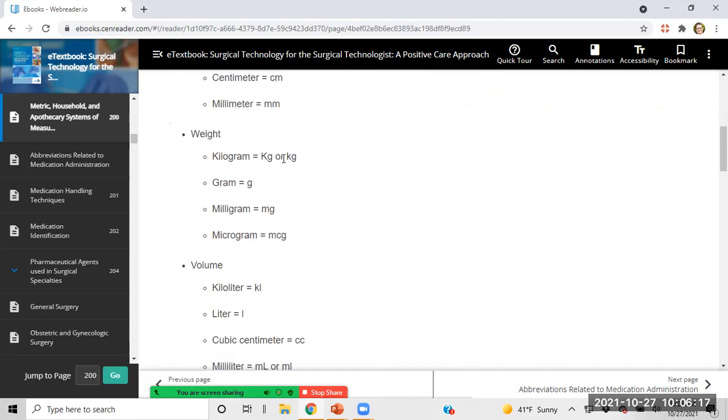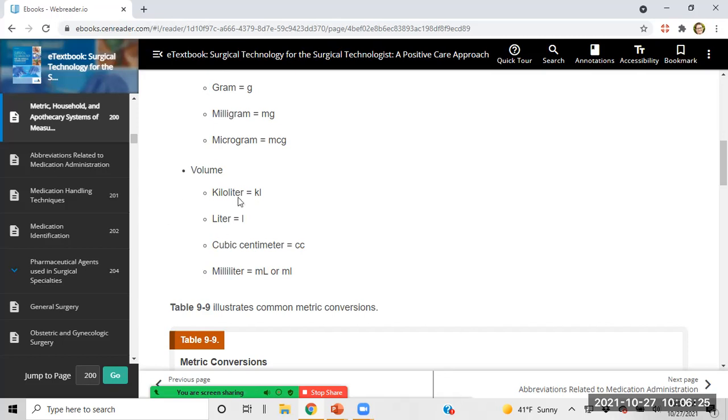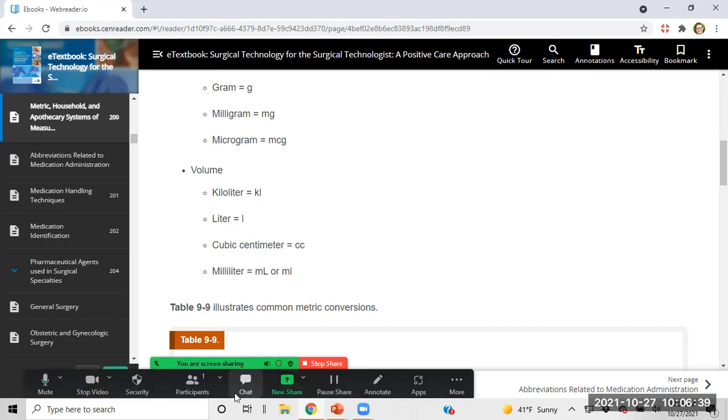Weight is in kilograms. That's how humans are weighed, in kilograms. And then grams or milligrams, and then micrograms. And then volume, we're looking at kiloliters, liters, cubic centimeters, or milliliters. Just know that cc's and mLs are interchangeable as far as the amount of volume they fill. So when you're looking at a syringe, it may have cc's on one side and mLs on the other side. Just know that it's interchangeable there.